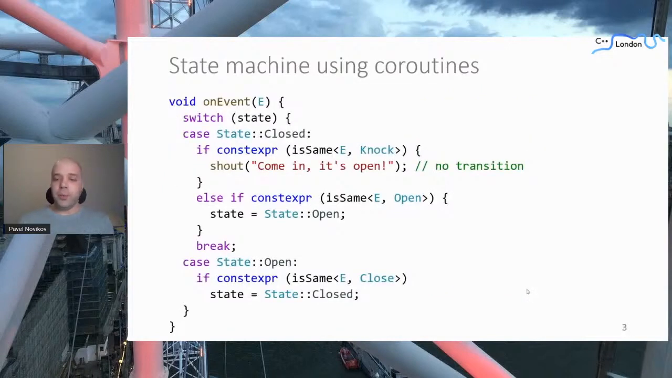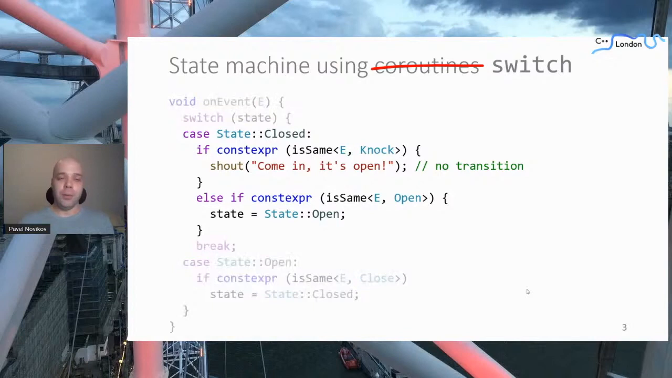And here we have a state machine, but it's not yet implemented using coroutines. It's just using switch. We have to switch on the current state. If the current state is closed, we see what type of event we got. If it is knock, we just answer with some line. If it is event open, we open the door and go to the state open.